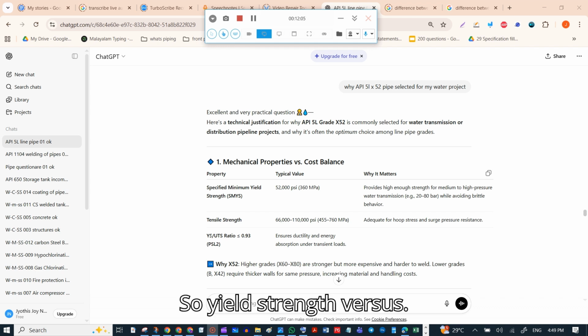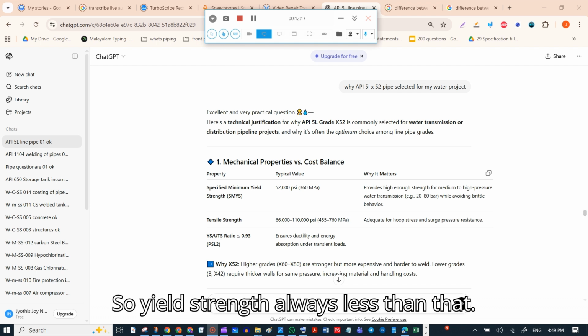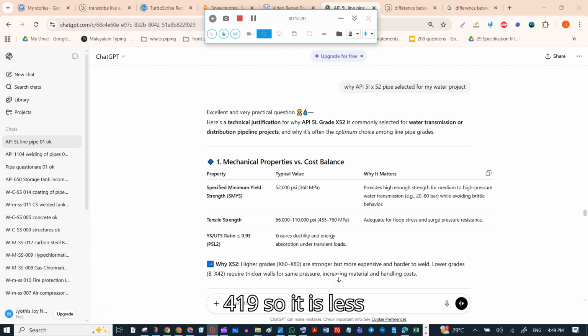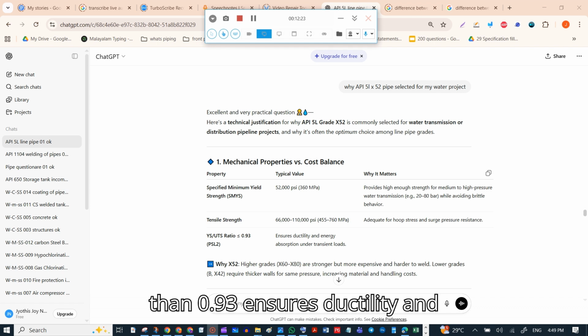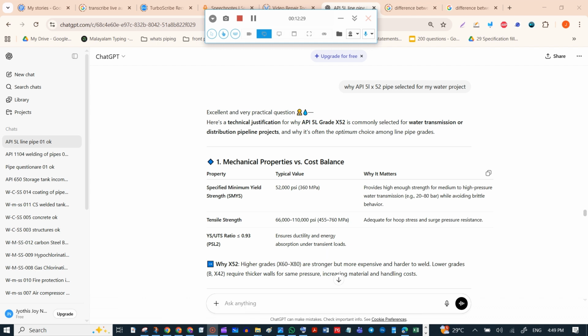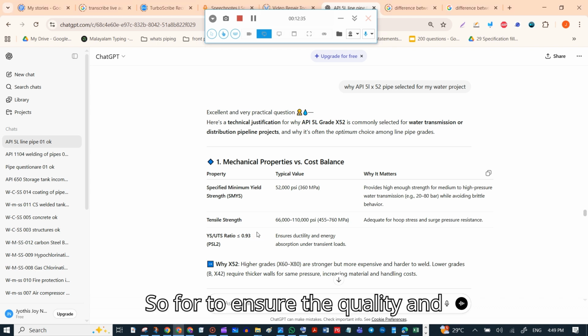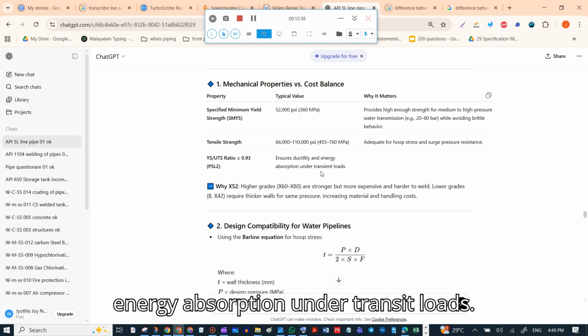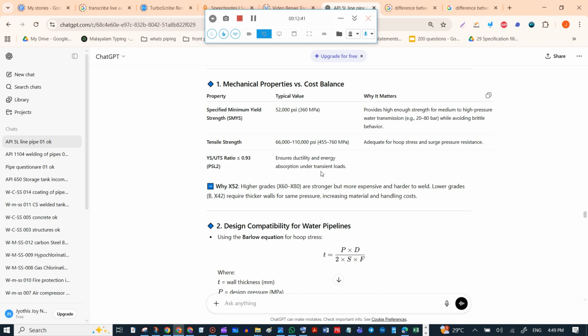The ratio of yield strength to ultimate tensile strength is 0.93. Yield strength is always less than 0.93 of the tensile strength. A ratio less than 0.93 ensures ductility and energy absorption under transit loads. So it is for PSL2: to ensure ductility and energy absorption under transit loads, YS to UTS, that is yield strength to ultimate tensile strength, should be less than 0.93.